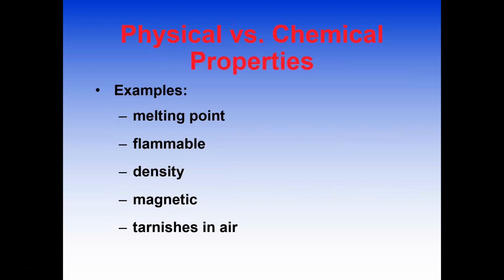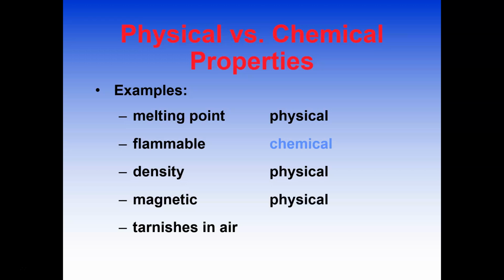So let's compare physical versus chemical properties. Some examples. Melting point. That is a physical property. Phase changes are always physical properties. Flammable, whether it can catch on fire or not. That is a chemical property. Density, I've mentioned it twice now. It is a physical property. Now, I didn't mention this one. Magnetic, so whether it can attract other metals or not. That is a physical property.